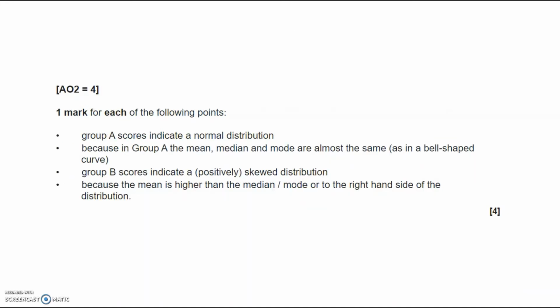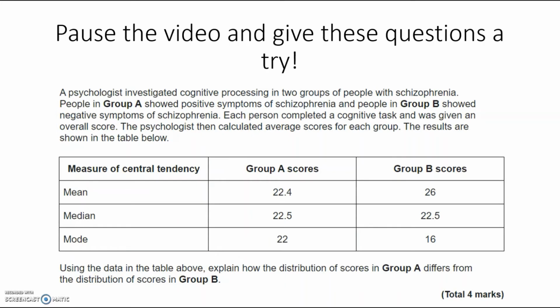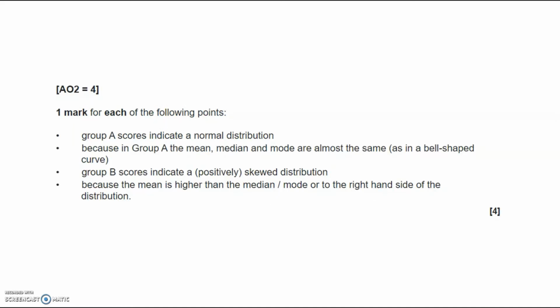There are 4 marks available for this question, and your first mark comes from identifying that Group A's scores indicate a normal distribution. And you explain that by saying that 22, 22, 22, pretty much the mean, median, mode are all in the same place. And we know that that then leads to a normal distribution bell graph. So you get 1 mark for saying that it's a normal distribution for Group A, and the 2nd mark comes from explaining that. So in Group A, the mean, median, mode are almost in the same place as in a bell-shaped curve, something along those lines.